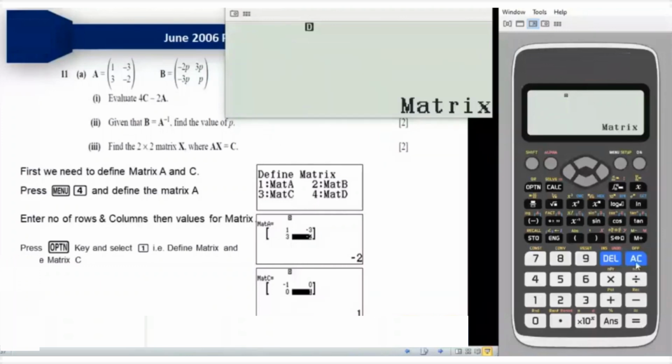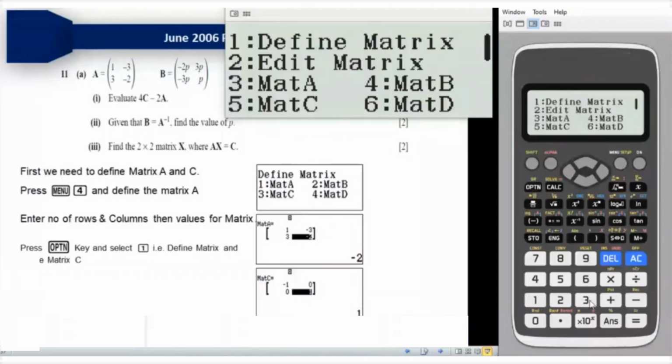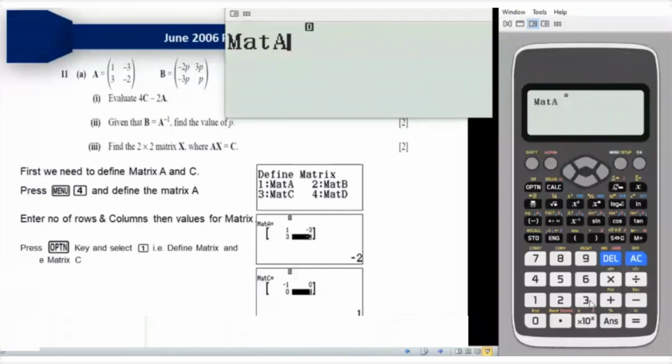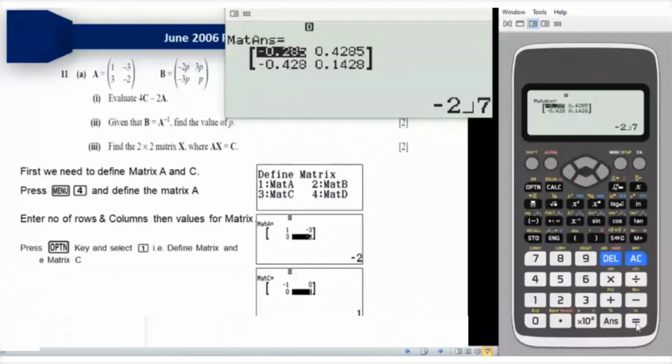So let's find matrix B, which is A inverse. To find A inverse, I will press option. I will press 3. When I press option and I press 3, I get matrix A on the screen. I press the inverse button where my cursor is, and automatically this is A inverse. I press equals to get the answer, which is minus 2 upon 7, 3 upon 7, minus 3 upon 7, and 1 upon 7.